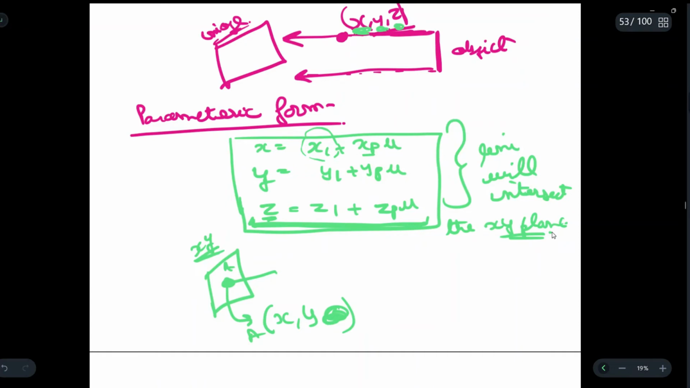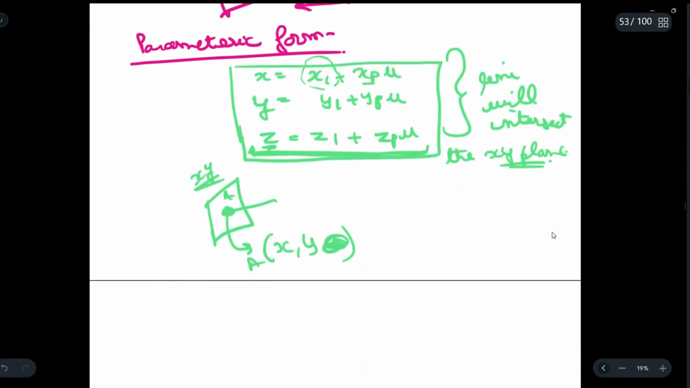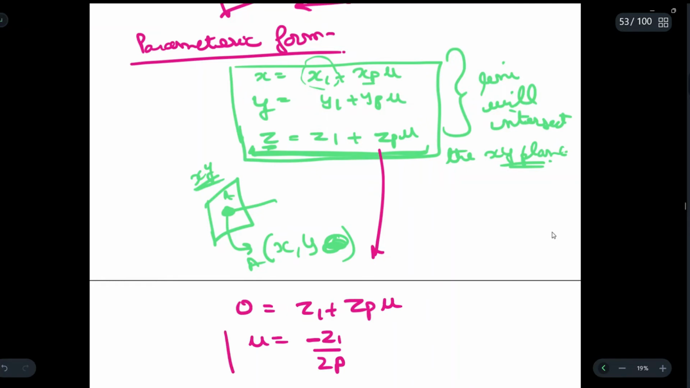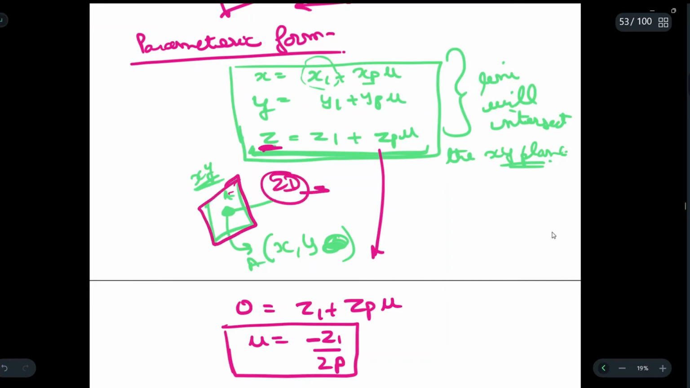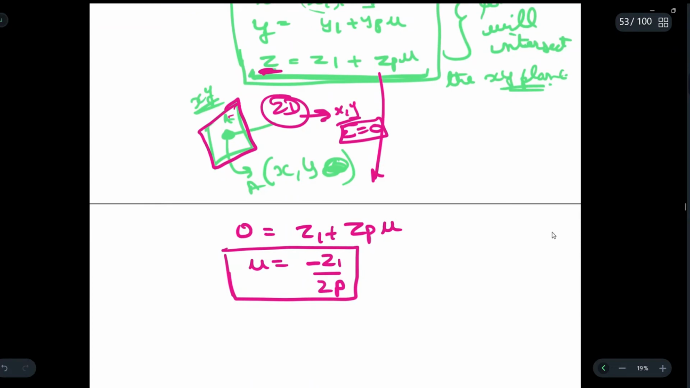So from there we can write that 0 is equal to z1 plus zp u. So from here we will get the value of u, which will come out to be equal to minus z1 upon zp. This is what you will get on putting z equal to 0, as we are projecting on the xy plane, that is on the 2D plane, and in a 2D plane we have only two coordinates, that is x and y, and z is equal to 0.